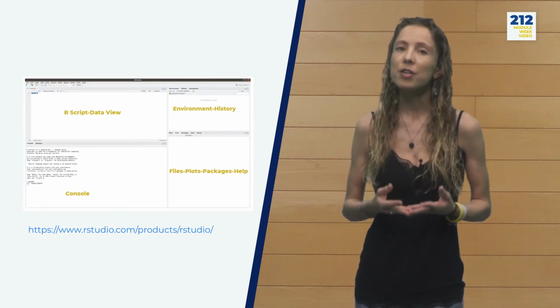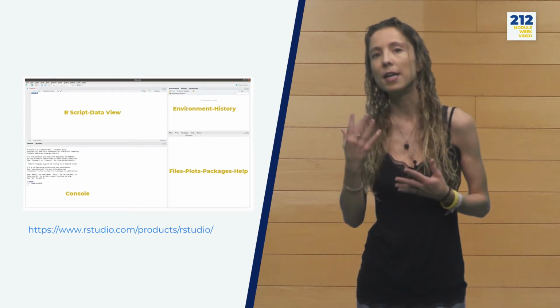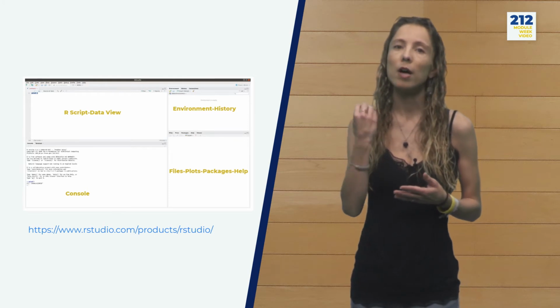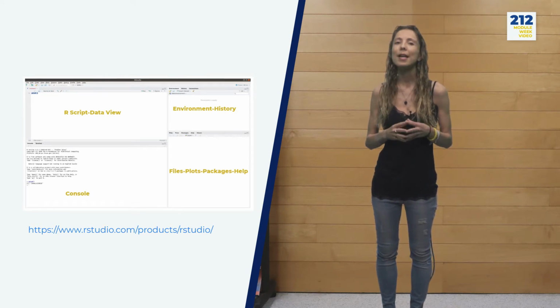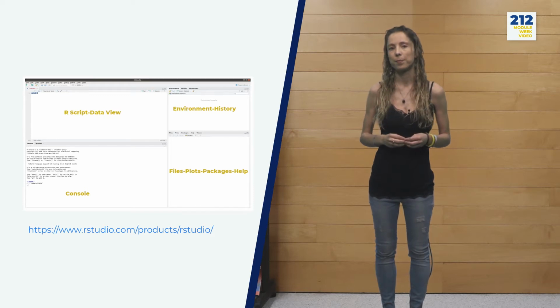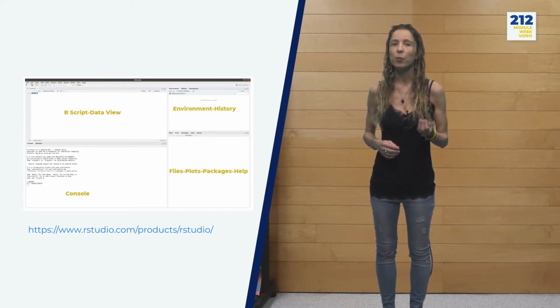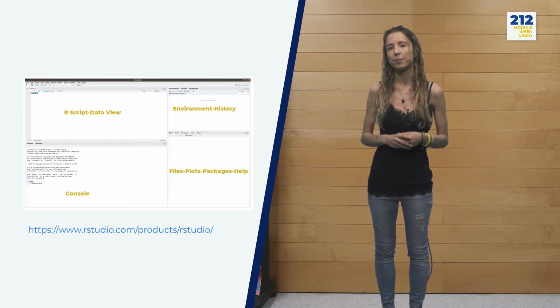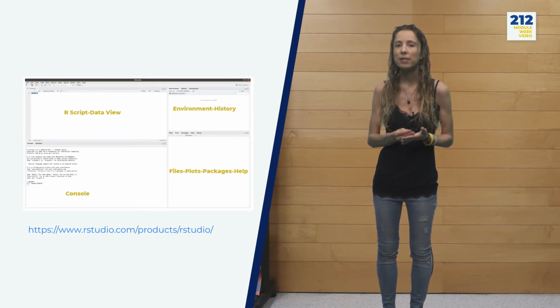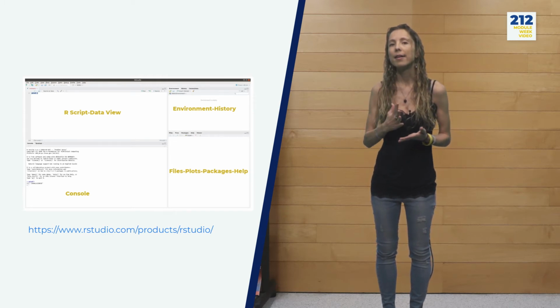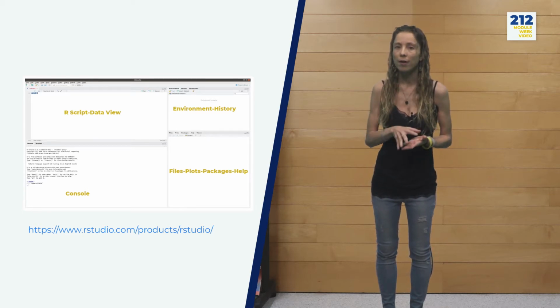Then, the instruction can be written either in the RScript data view window or directly in the console window. We recommend, however, the first option because in this way you can save the instructions for later use. The RScript data view window is a text editor. To execute one or several instructions, they are selected with the cursor and then the Run button is pressed. Or you can also press Ctrl-R or Ctrl-Enter at the end of the line.